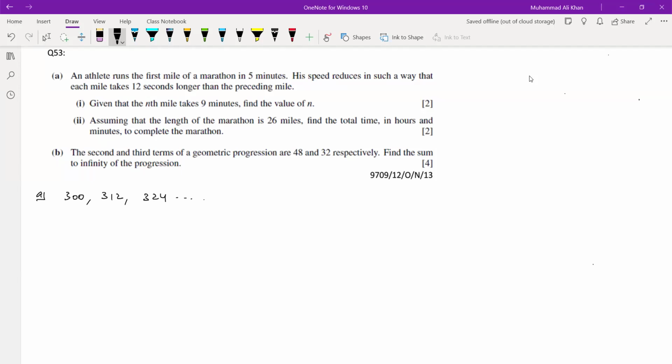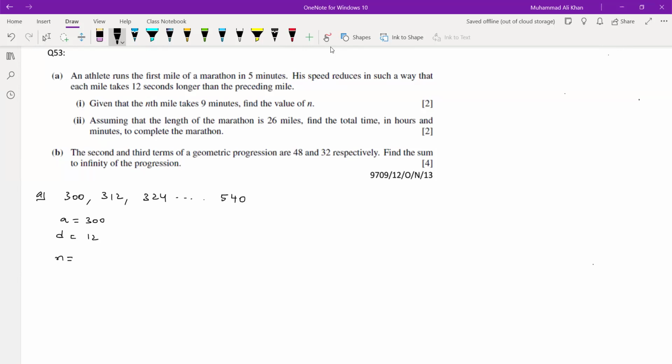Last is 9 minutes. And 9 minutes, how many seconds? 540 seconds. Right? ये हमारे पास complete arithmetic progression बन गई with a value of a 300. Common difference, second minus first, 12.